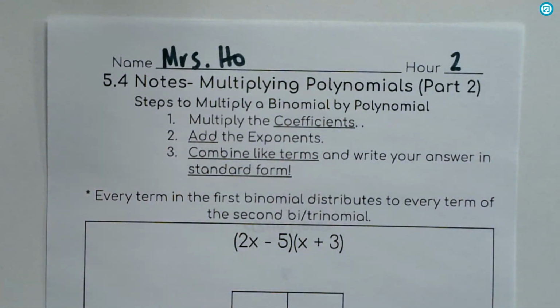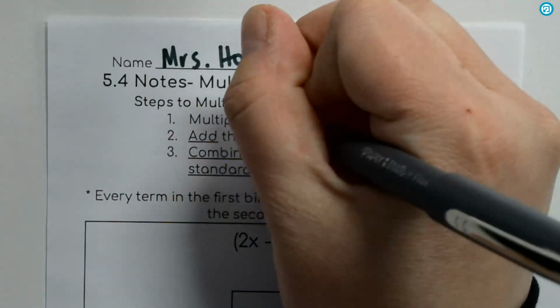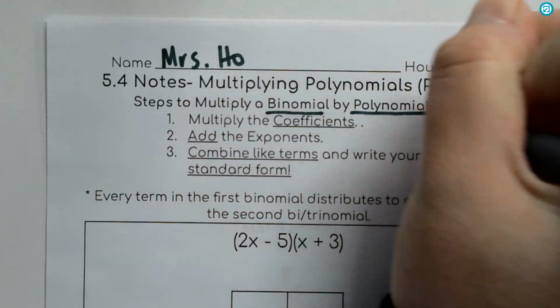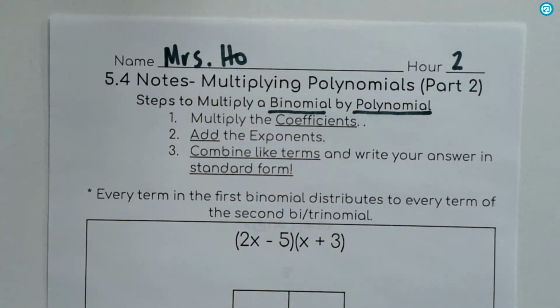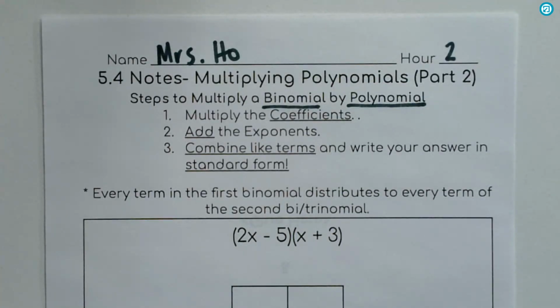So we should now have a basis of understanding basically how to distribute, how to multiply those coefficients and add those exponents. What we are adding in now is we are multiplying a binomial by a polynomial. We are actually going to multiply binomials by binomials and binomials by trinomials. So first of all, how many terms are in a binomial? 2. What is 2 times 2? 4. So we are going to be multiplying 2 terms by 2 terms. We are going to end up with 4 total terms.